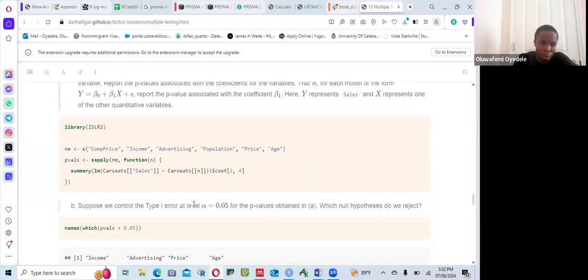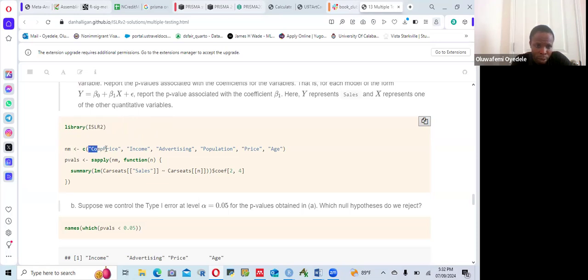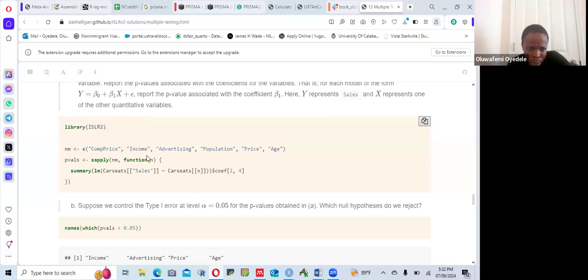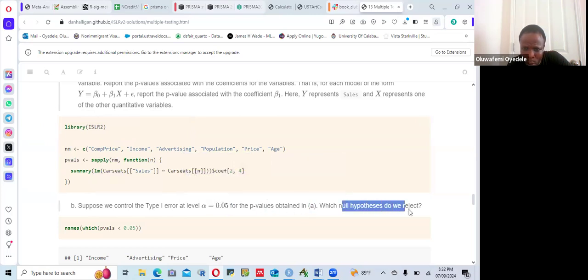So in that case, we are using the library ISLR2. So we just create a vector that is going to hold our independent variable. So we have the p-value functions to compute the p-values. We are using sapply over them. So we call in all those traits in the function. Then we use summary of lm for the summary of the model. So then, suppose we control type one error at the 5% probability level, from the p-values contained in A, which null hypothesis do we reject?